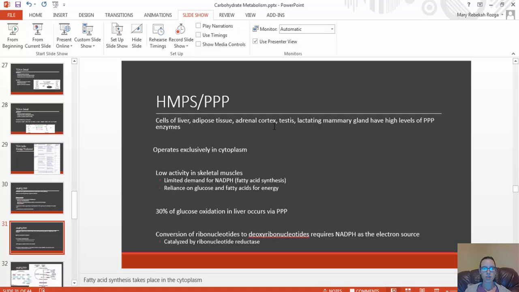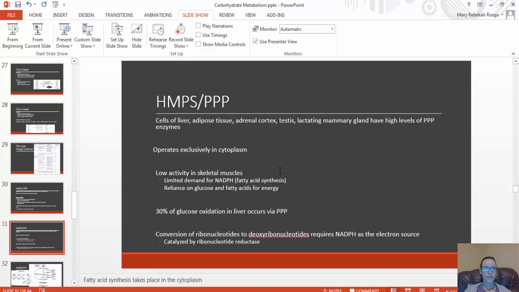So all of these tissues, that's really important for. Testes are important for steroid synthesis, lactating mammary gland and adipose tissue are important for fatty acid synthesis, and so on. And this pathway operates exclusively in the cytoplasm, so fatty acid synthesis also takes place in the cytoplasm.